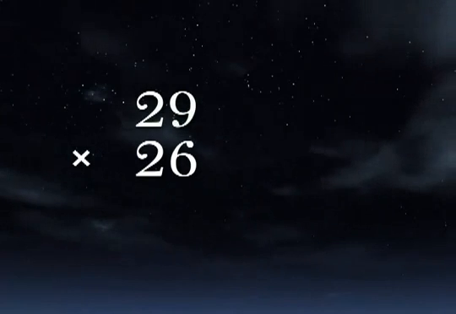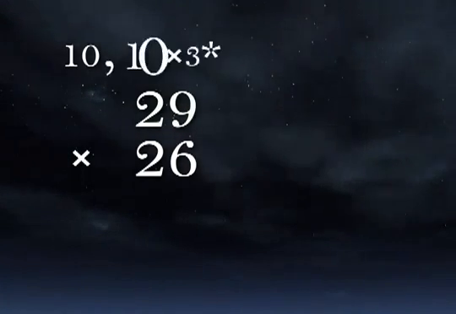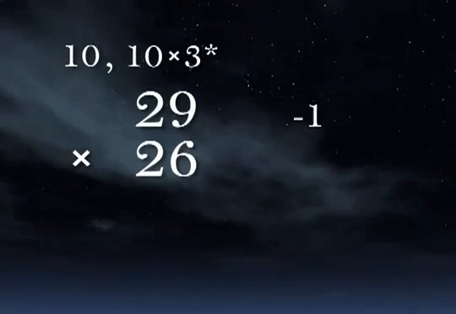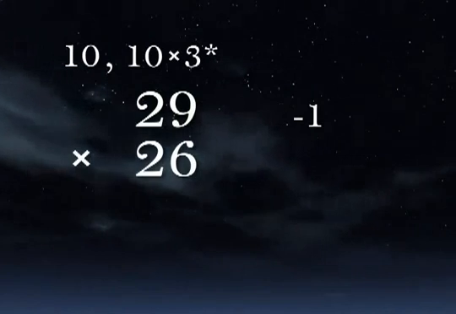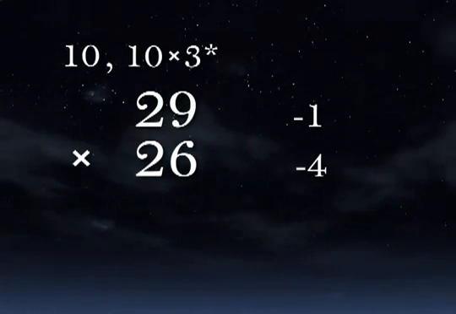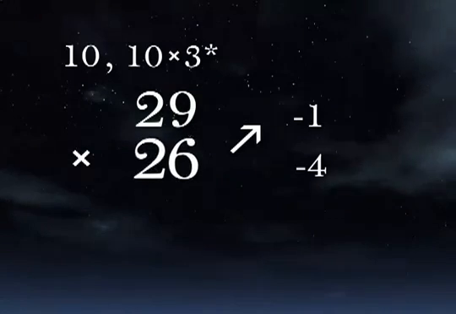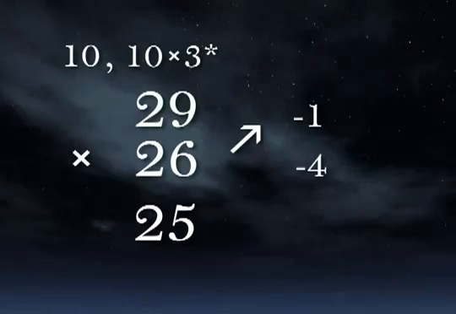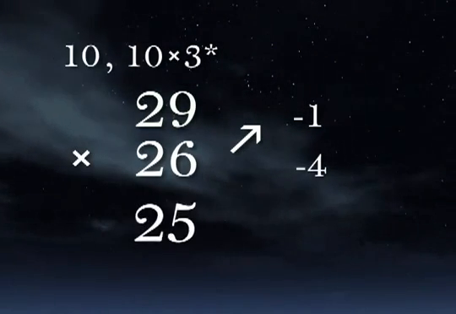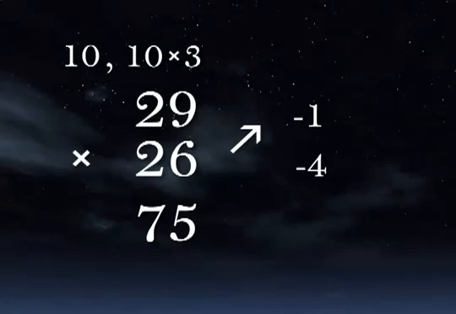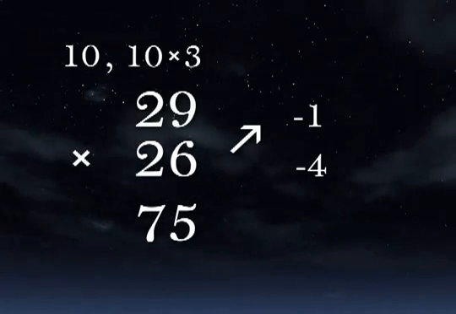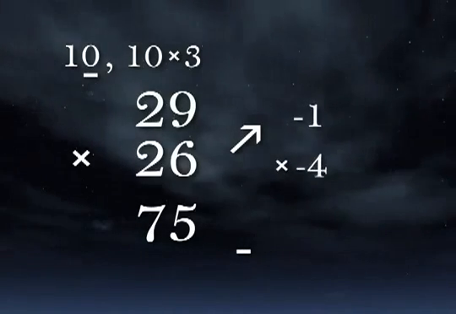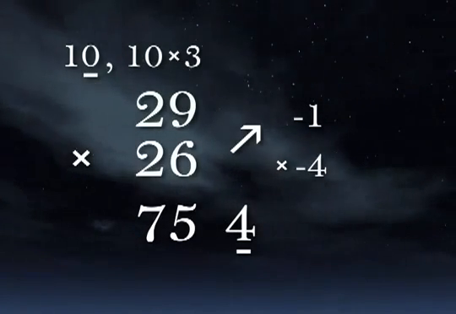In this example, our actual base is 10 and our working base is 10 times 3. 29 is 1 less than 30, so we write negative 1. 26 is 4 less, so we write negative 4. Working crosswise, 26 minus 1 is 25. Now we apply the operation indicated in the working base. 25 times 3 is 75. That's the left side of the answer. Our actual base has 1 zero, so the right side gets one digit. Negative 4 times negative 1 is 4. Our answer again, 754.